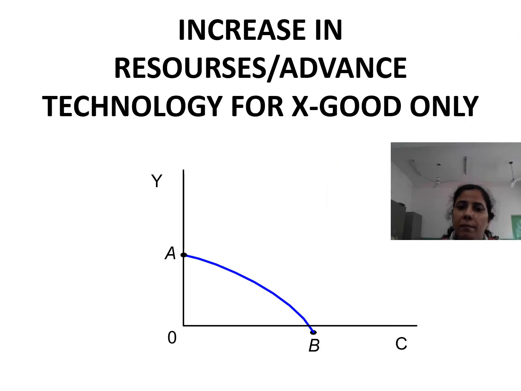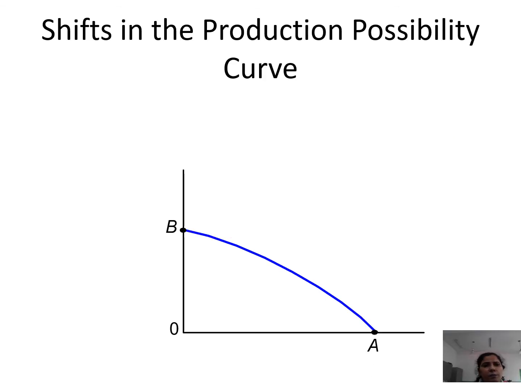The PPC may be increased or decreased. PPC may be increased from X side only. If there is improved technology or increase in resources from X side, the PPC will shift from X side, from AB to AC. If there is improved technology or resources only for the production of Y good, not for the X good, the PPC will shift from Y side, not from X side.